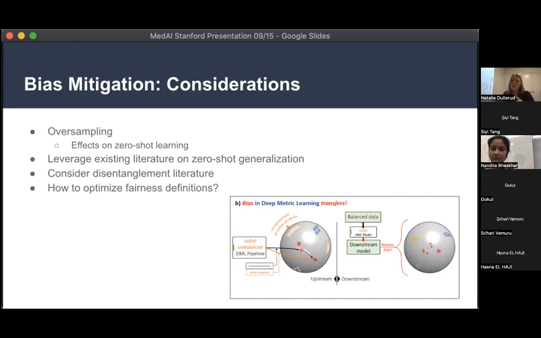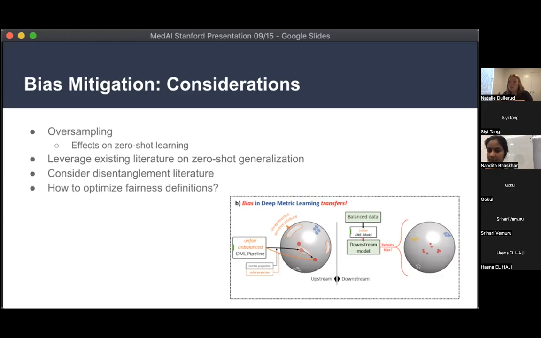However, when we think about this in the context of zero-shot generalization, we run into a bit of an issue, which is that we want the embedding space to generalize similarly across subgroups. And if we oversample from one subgroup, we might overfit on that subgroup. And that subgroup then might generalize more poorly to new test distributions of the same subgroup than to test classes of other subgroups. And that would hurt fairness according to our definitions.